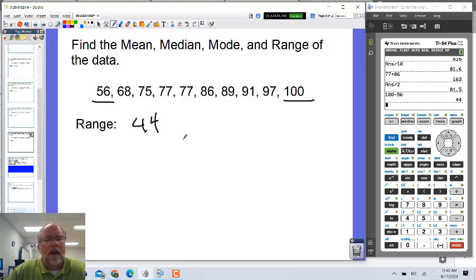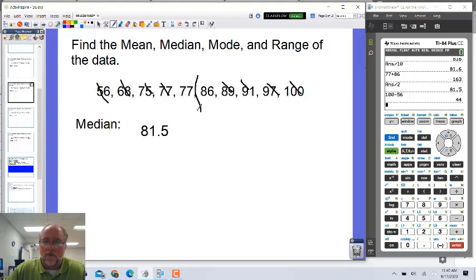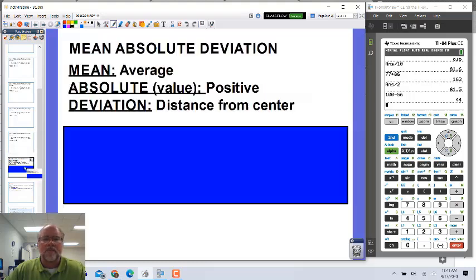So now that we know how to find each of these data points: the mean is the average, add them up and divide. The median is put them in order first, and then find the one that's in the middle. Sometimes there may be more than one in the middle, and we've got to add them up and divide by 2. The mode is the one that occurs most often, and the range is the highest minus the lowest. Today we're going to look at mean absolute deviation.